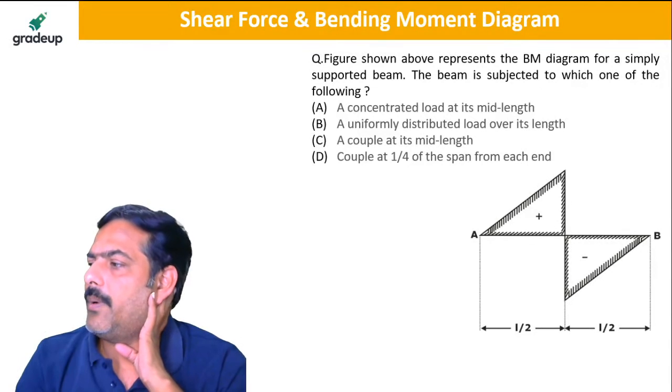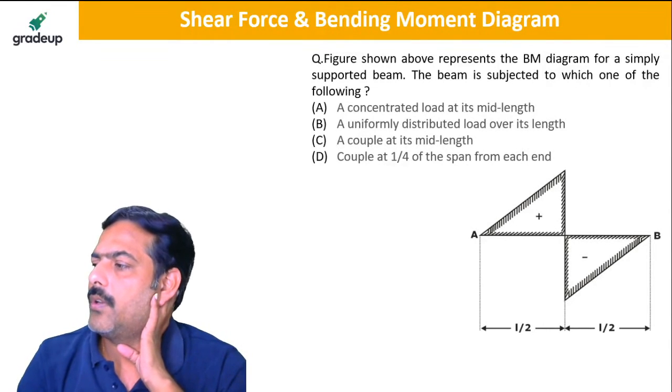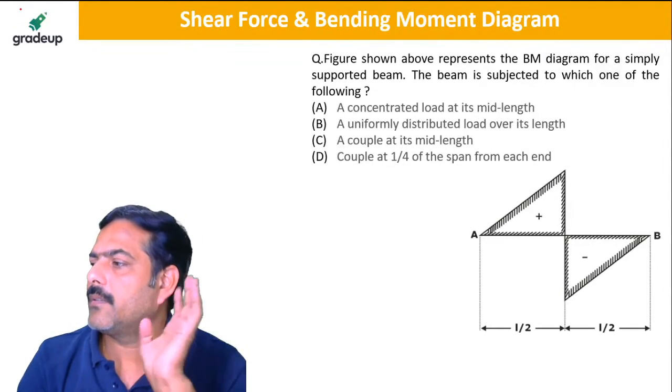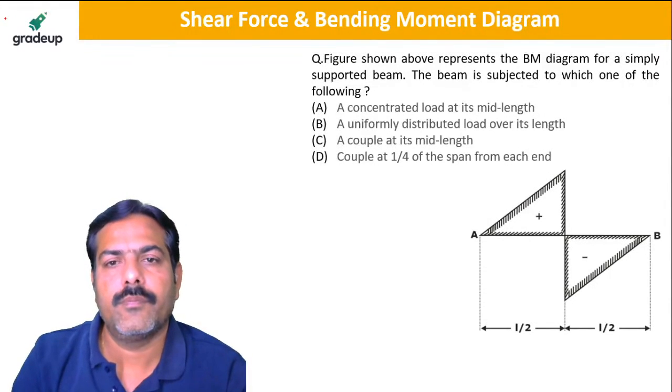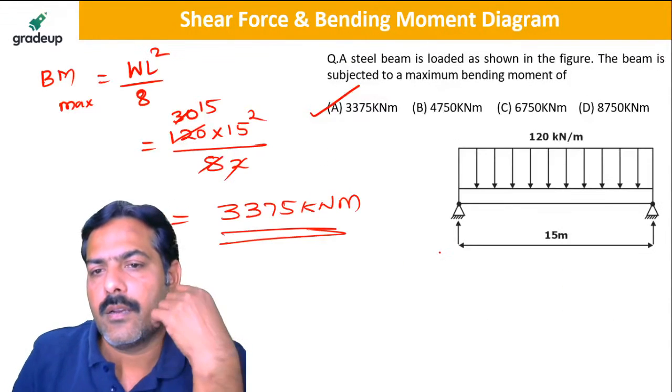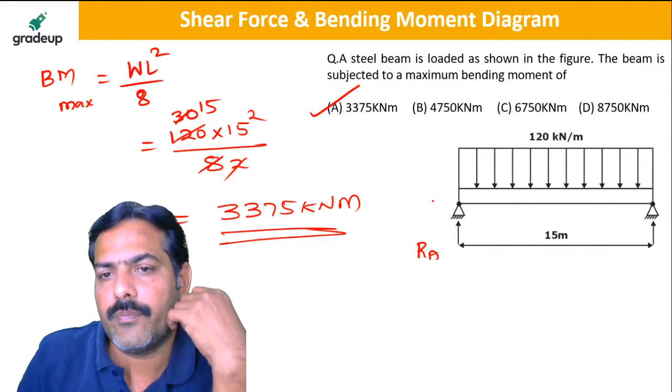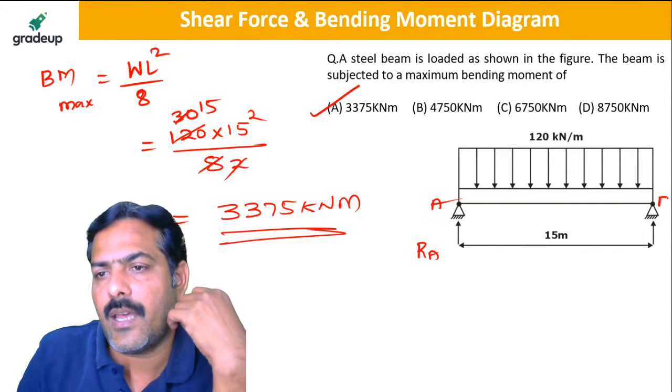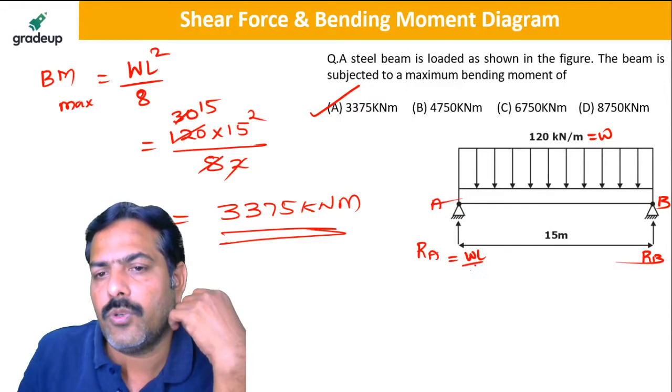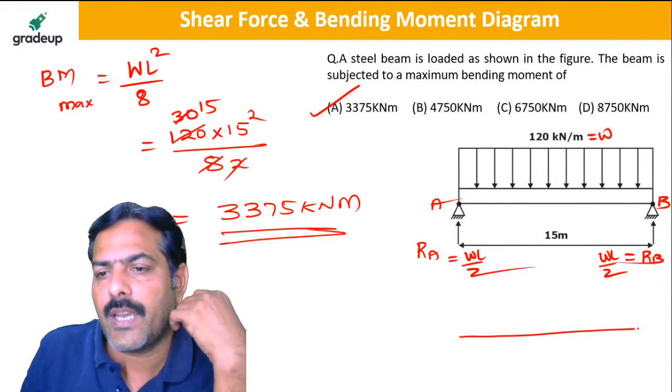Yes, Abhinandan Kumar, 6750 is wrong. It is WL square by 8. See here, this is RA and this is RB, right? So RA is equal to, if this is W, so this is WL by 2 and this is also equal to WL by 2. So when I draw the shear force diagram, it will vary from 0 to WL by 2.